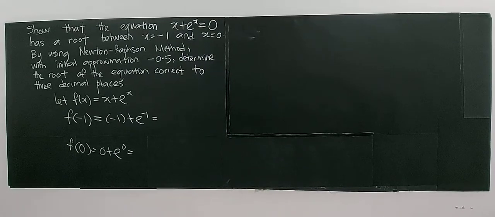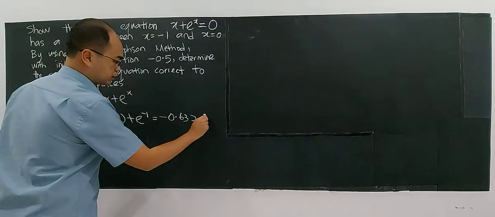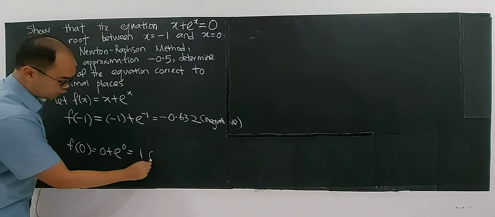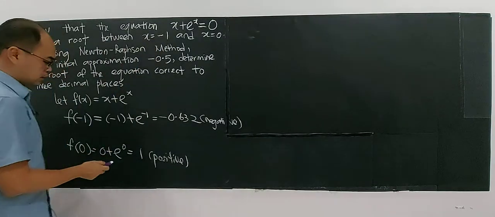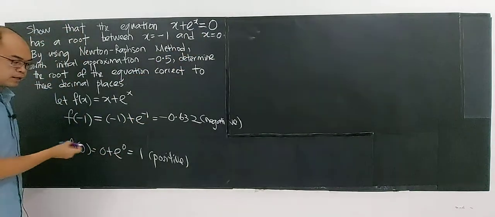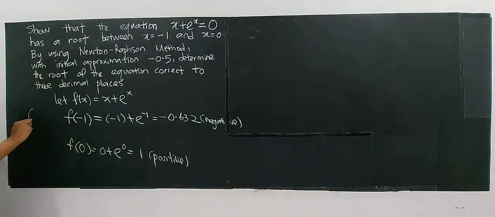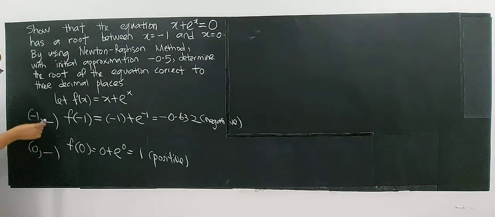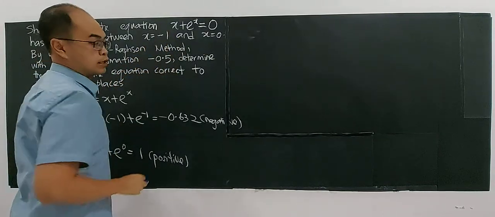For the first value, I get negative 0.632, which is a negative number. And for the second, you get 1, which is a positive number. So there is a change of sign in this interval. For x equals negative 1, the value of y is negative, and for 0, the value of y becomes positive. The value of y suddenly goes from negative to positive, which means there is a root between these two.